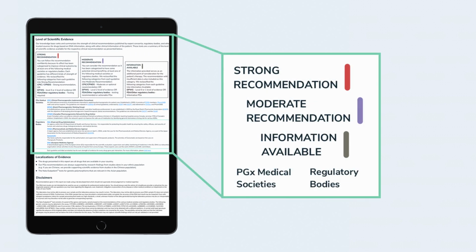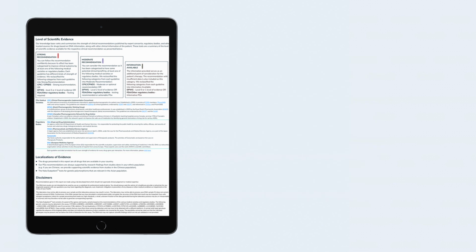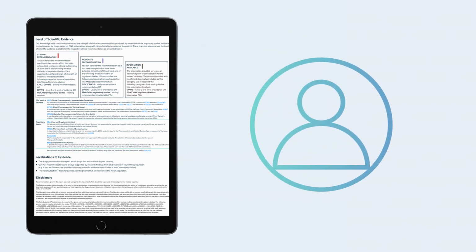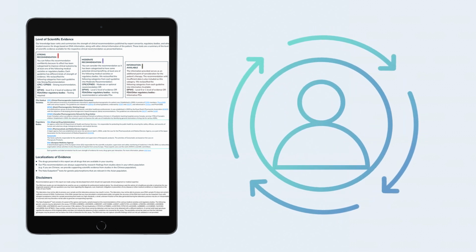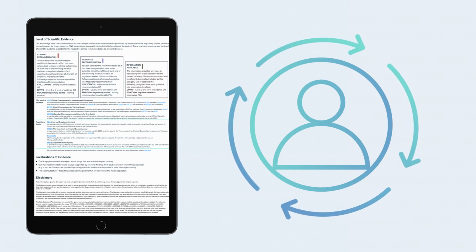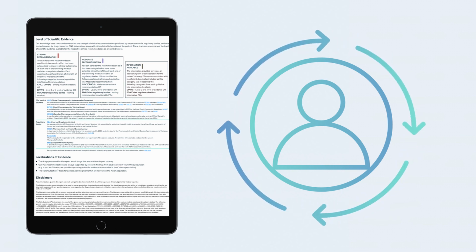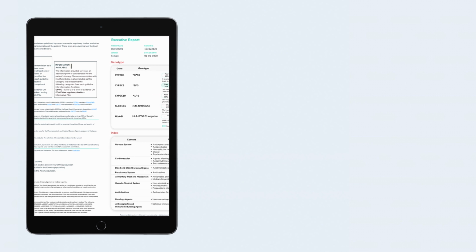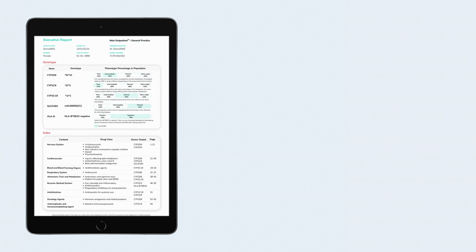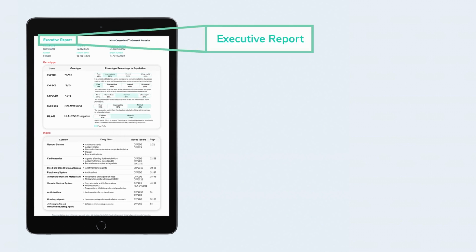Explain the levels of scientific evidence and their meanings available for their respective clinical recommendations as presented in the report. Emphasize that this test result is personalized, so it can't be used by others even if they're blood-related. There are 2 kinds of report, the general and the detailed one.